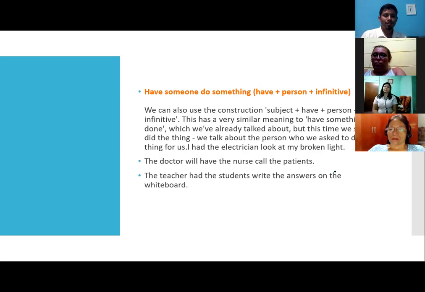So if we notice in the previous structure, we don't know who did the action. But the fact there is that the action was done. Okay, in this structure, we know who did the action. And also we know that the action was done or will be done.